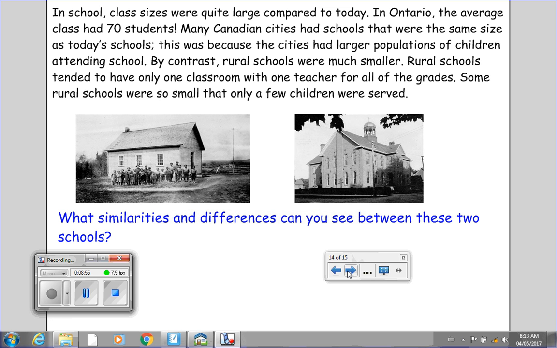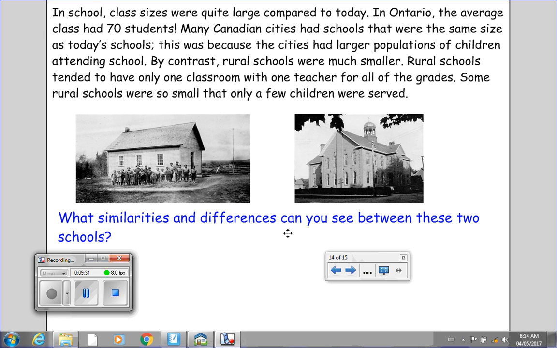In school, class sizes were quite large compared to today. In Ontario, the average class had 70 students. Many Canadian cities had schools that were the same size as today's schools. This was because the cities had larger populations of children attending school. By contrast, rural schools were much smaller. Rural schools tended to have only one classroom with one teacher for all of the grades. Some rural schools were so small that only a few children were served.